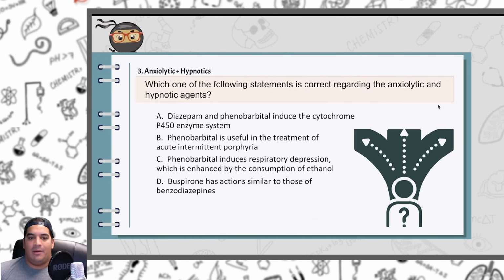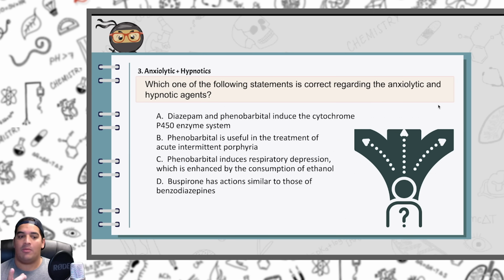Which of the following statements is correct regarding the anxiolytic and hypnotic agents? Diazepam and phenobarbital induce the cytochrome P450 system. Phenobarbital definitely is a cytochrome P450 inducer. Phenobarbital is useful in the treatment of acute intermittent porphyria. Actually, it's contraindicated in porphyria. Okay, phenobarbital induces respiratory depression, which is enhanced by the consumption of alcohol, 100%.